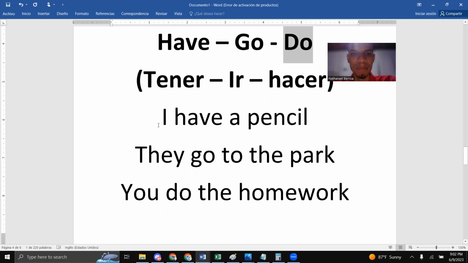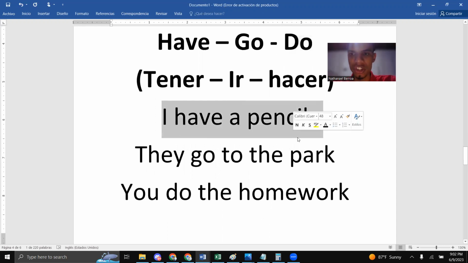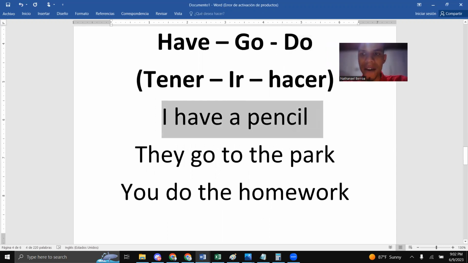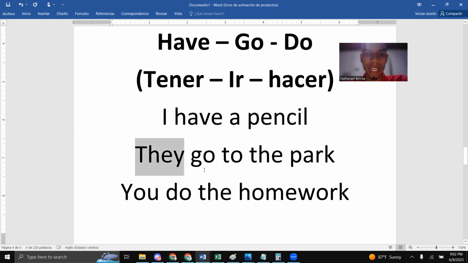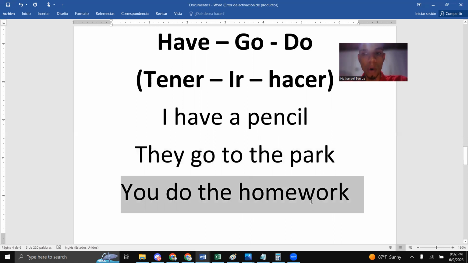Let's see some examples. I have a pencil. Yo tengo un lápiz. They go to the park. Ellos van al parque. You do the homework. Tú haces la tarea.